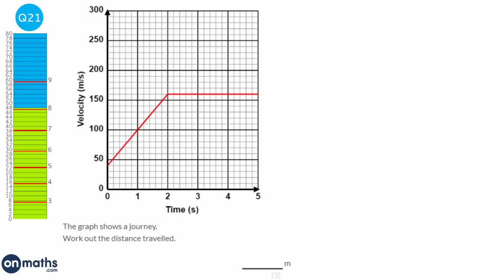To find the distance or displacement on a velocity time graph, we're actually going to find the area underneath the graph. And to do that, we're going to split the graph into two. We've got the trapezium on the left-hand side, and we've got this rectangle on the right-hand side. So to work out the area of the trapezium, we're going to do half a plus b times the height. And the two parallel sides are on the left and the right.